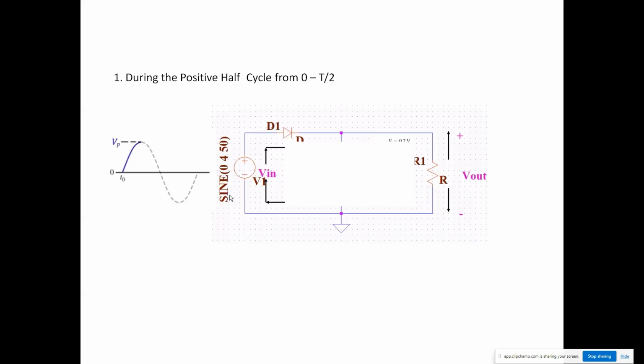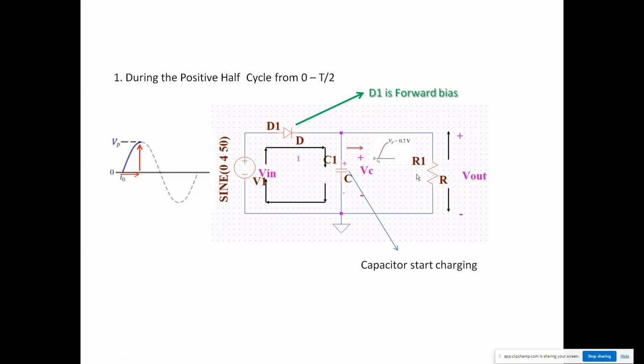Let us go step by step. During the positive half cycle, from 0 to T by 2, the diode becomes forward biased. Once it becomes forward biased, it will start conducting. Once the diode D1 starts conducting, the capacitor C1 will start charging. Due to the barrier potential voltage of the diode D1, which is equal to 0.7 volt, the capacitor charges up to the peak value minus 0.7 volt.